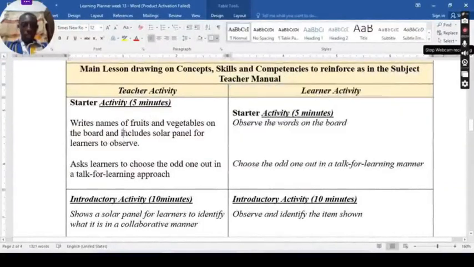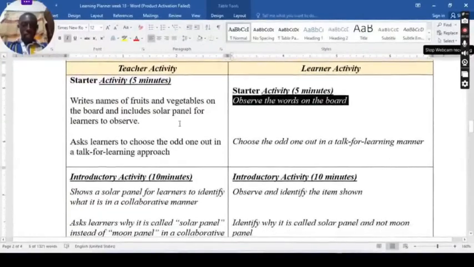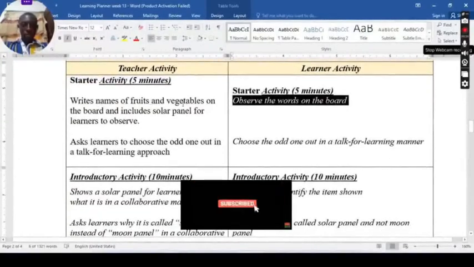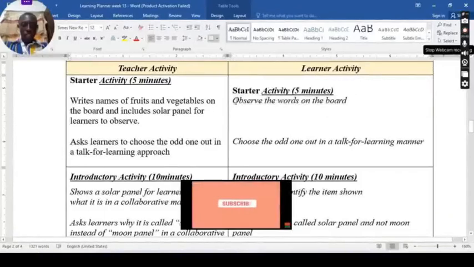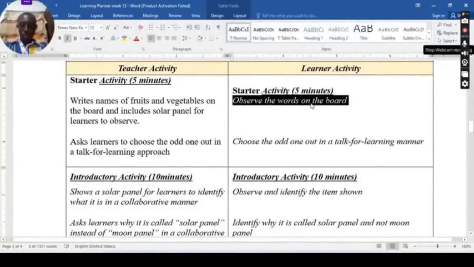The activities on the left, the teacher side, must have a corresponding response at the learner activity side. So for example, when you look at the starter, write names of fruits and vegetables on the board and include solar panel for learners to observe. So on the right hand side, observe the words on the board. So this activity has its corresponding response on the learner side. So make sure you don't forget that one.